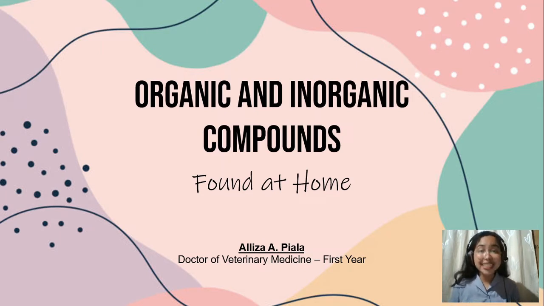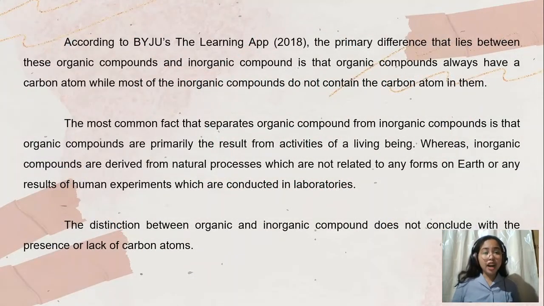Before I really start the presentation, let's first define the difference between organic compounds and inorganic compounds. So here it goes. According to BYJU'S, the learning app, the primary difference between organic and inorganic compounds is the presence or lack of carbon. Organic compounds always have a carbon atom, while inorganic compounds do not contain the carbon atom in them. And almost all organic compounds have C-H bonds, while inorganic compounds don't have C-H bonds.